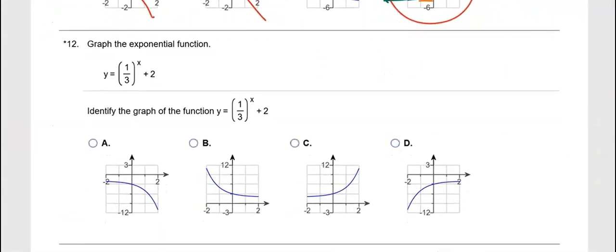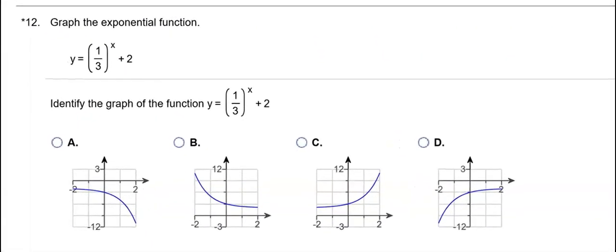Okay. Question 12. Now we're into an exponential decay function, because 1/3 is smaller than 1. And it's been moved up 2. So I've got to find an exponential decay. And of course, A and D are your fake answers because they've got the negative multiplier or negative A value. And I'm not doing that to you.